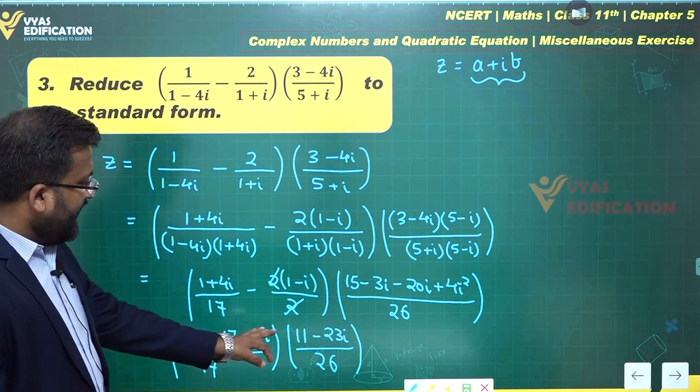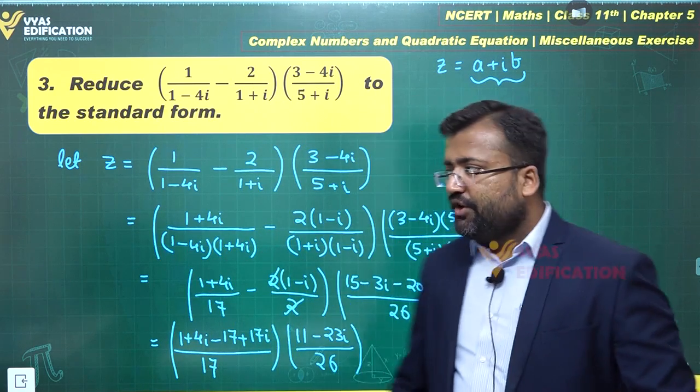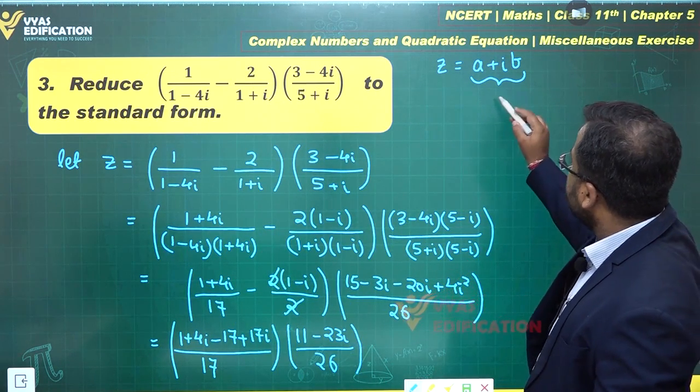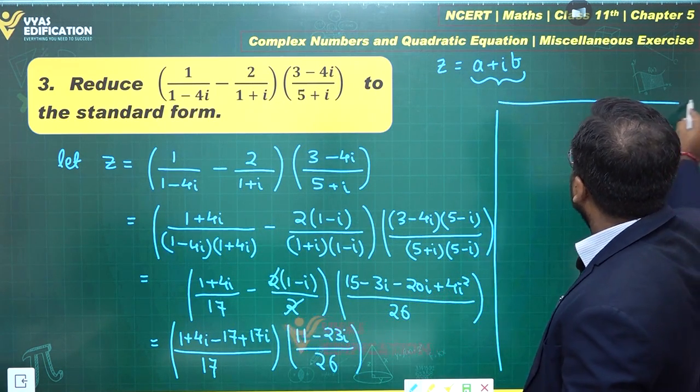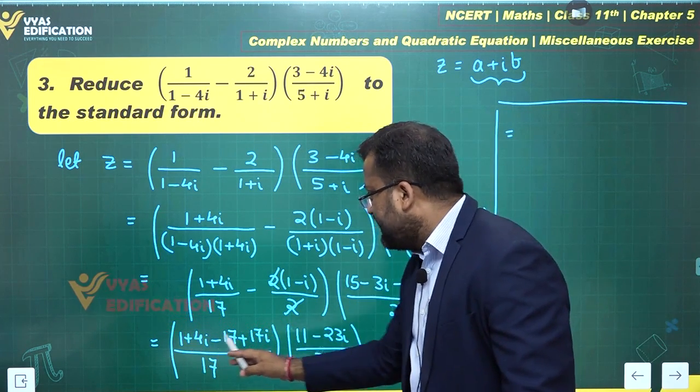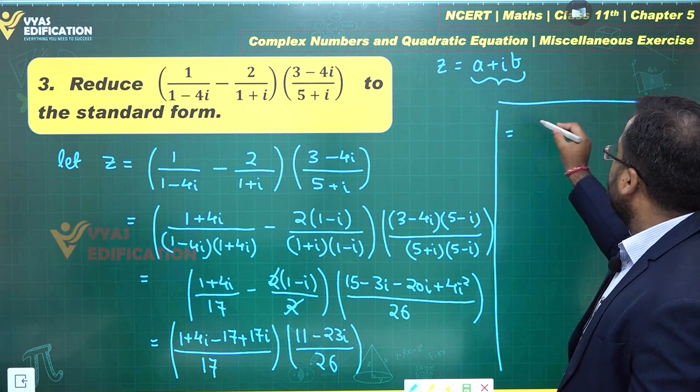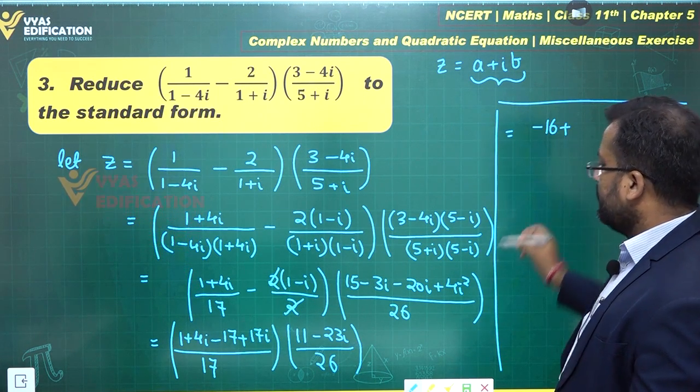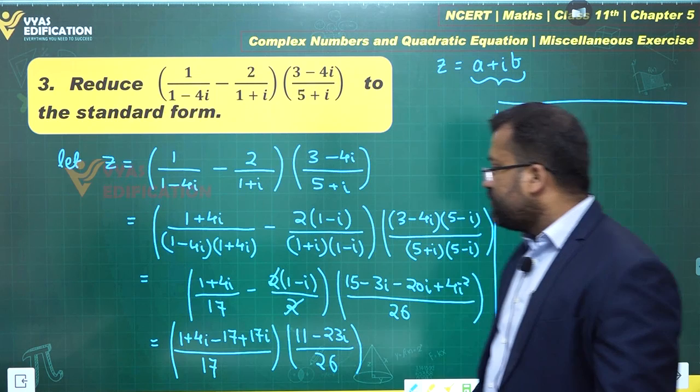As you can simply see, we have two complex numbers getting multiplied in the numerator, and in the denominator we have 17 times 26. We can handle that, right? So this converts to what? What I am getting is 1 minus 17, which is minus 16, plus 17 plus 4 is 21i.